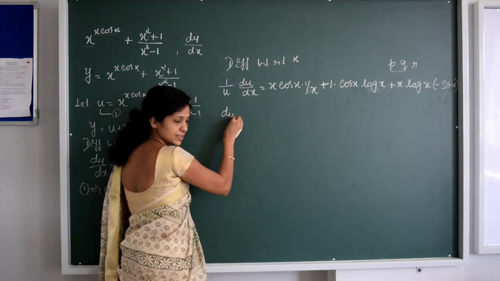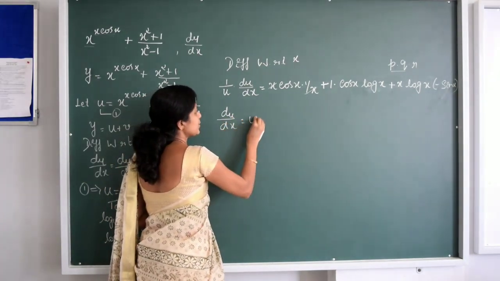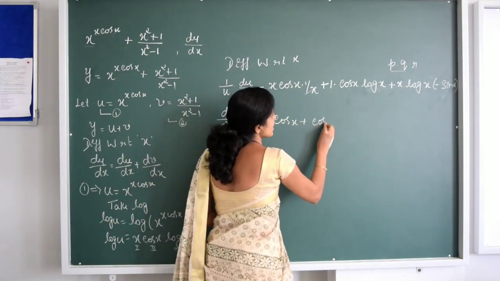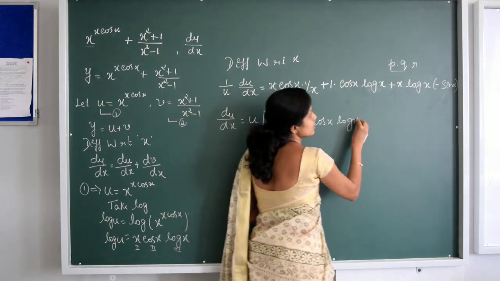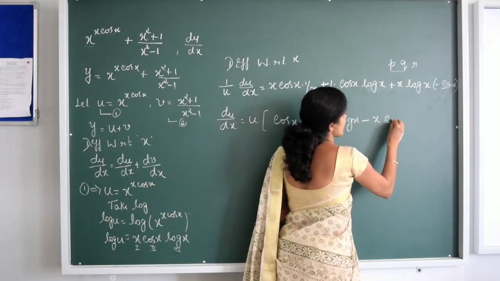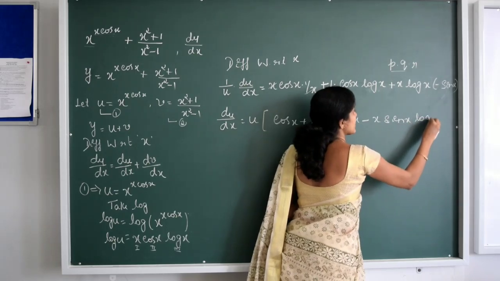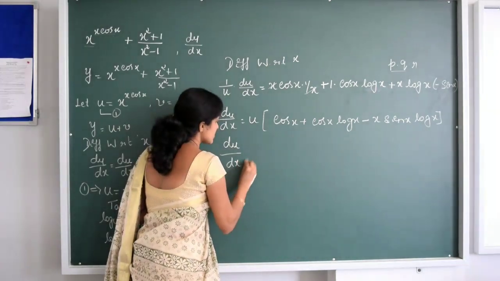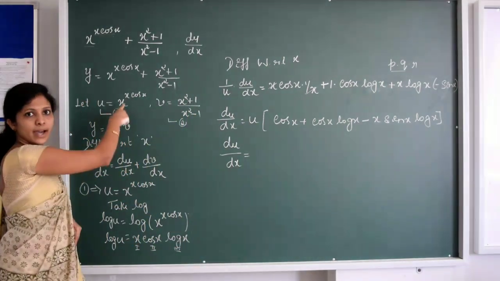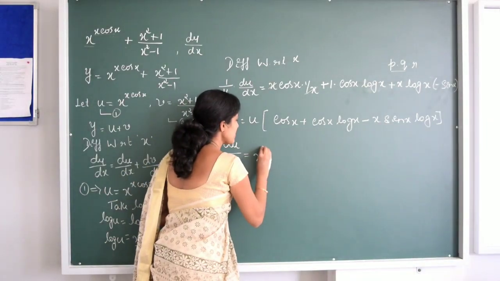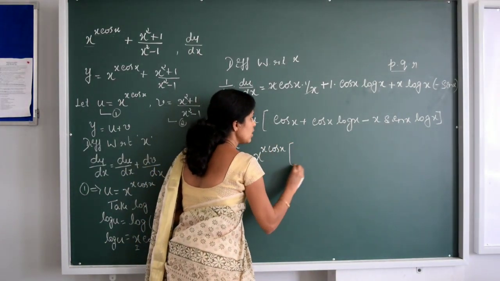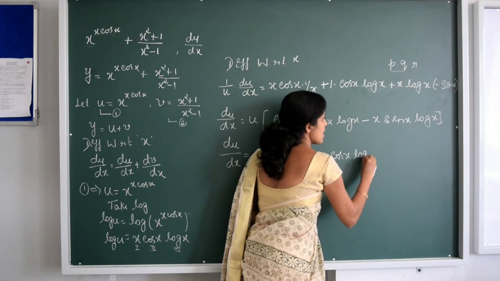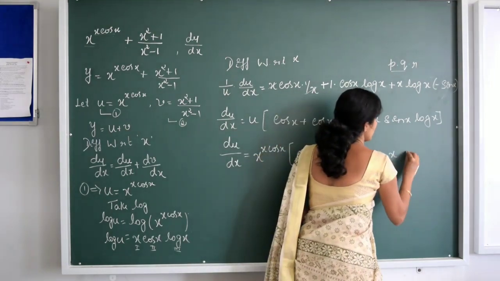So du by dx is equal to u into, what is remaining there in the first term, cos x is there, plus, and next one cos x into log x. Third term will be minus x sin x into log x. By this finally we can write du by dx is equal to, substitute the value of u. What is u? x to the power x cos x. So this will be now x to the power x cos x into cos x plus cos x into log x minus x sin x into log x.